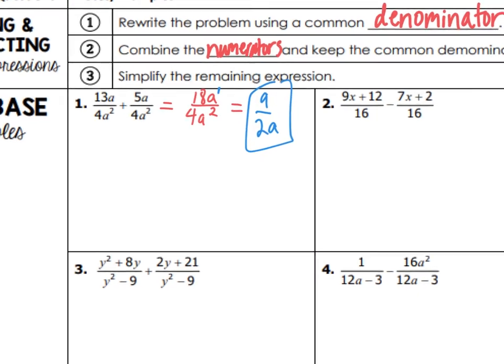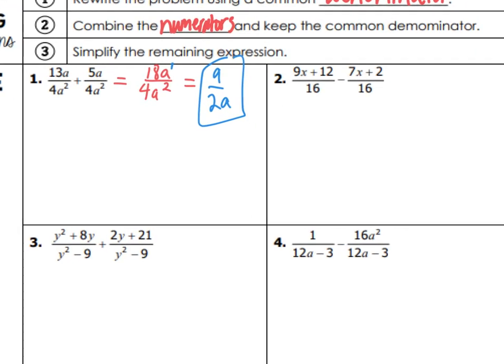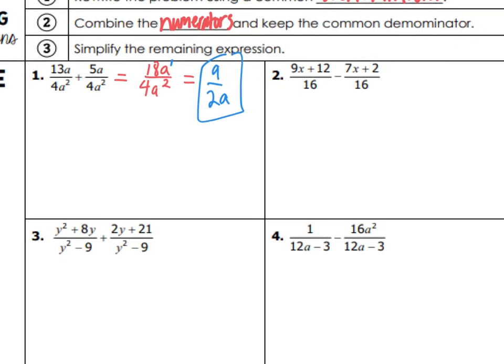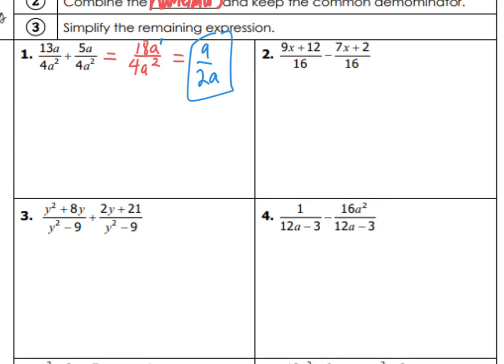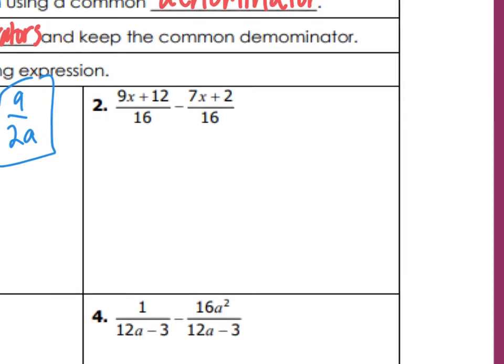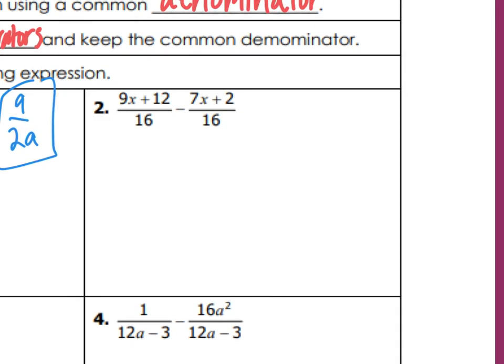Okay, so I want you to go ahead and do 2, 3, and 4. All right, due to time constraints, I'm going to go ahead and get started on these. So number 2, are my denominators the exact same? Yes, they are. Perfect. Okay, so I keep that same denominator. On the top, what operation's going on here? Subtraction.